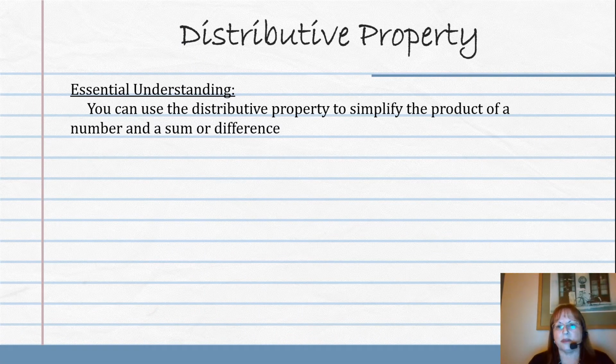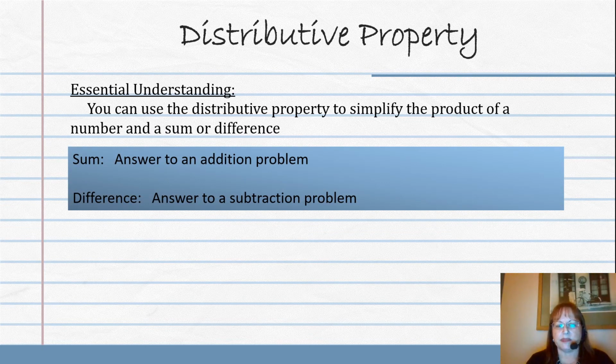Today we're going to learn a little bit about the distributive property. The essential understanding for today is that you can use the distributive property to simplify the product of a number and a sum or a difference. Two vocabulary words that we're going to review are sum and difference. A sum is an answer to an addition problem. A difference is an answer to a subtraction problem.